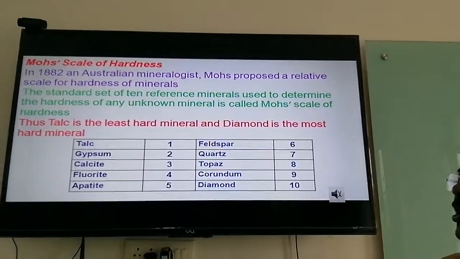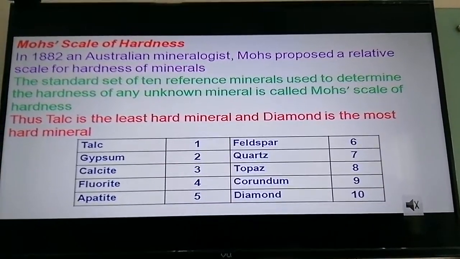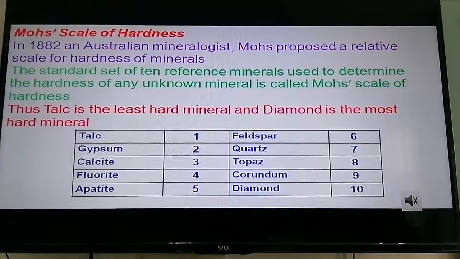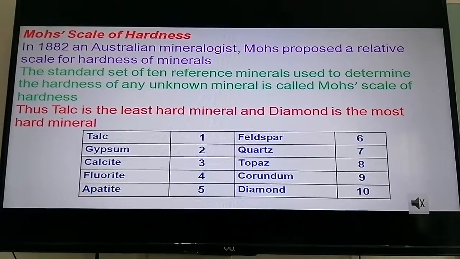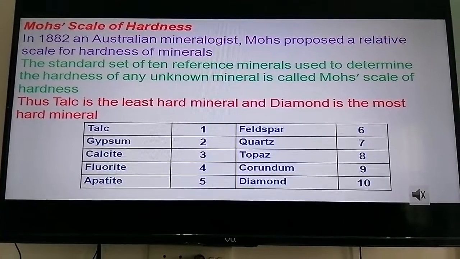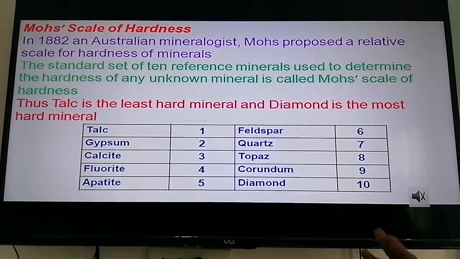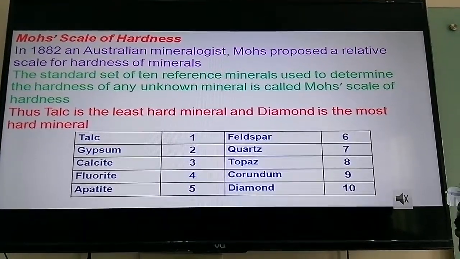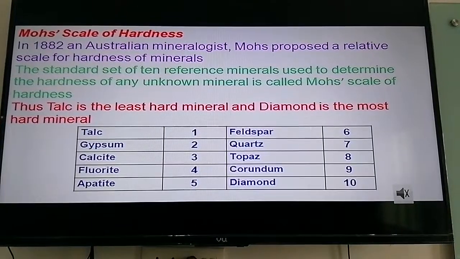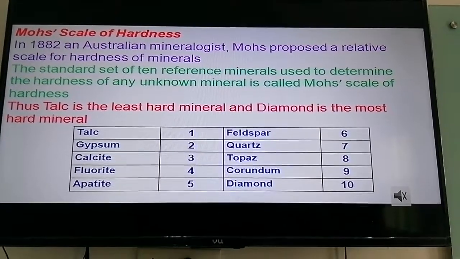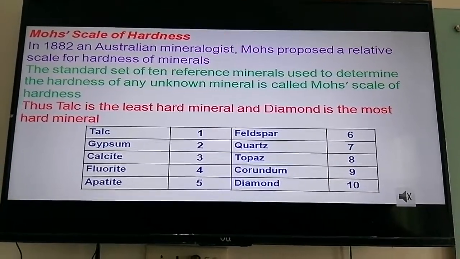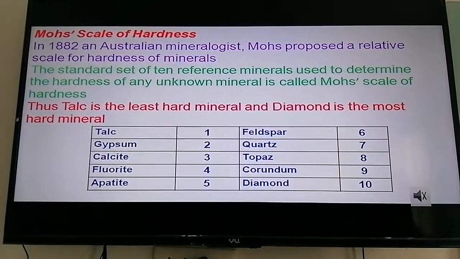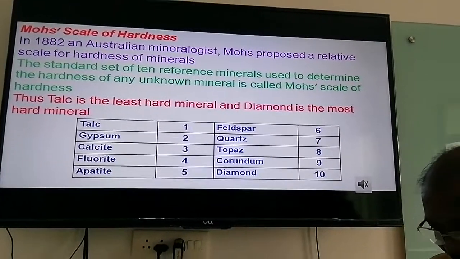This is called the Mohs Scale. An Austrian mineralogist proposed the Mohs Scale of hardness in 1812. According to this table, he has selected a few minerals which are finalized as hardness references. For example, talc 1, gypsum 2, calcite 3, fluorite 4, apatite 5, feldspar 6, quartz 7, topaz 8, corundum 9, and 10 means a diamond. So with the known of these minerals, we can identify the unknown mineral hardness.